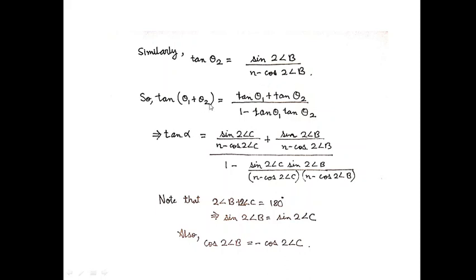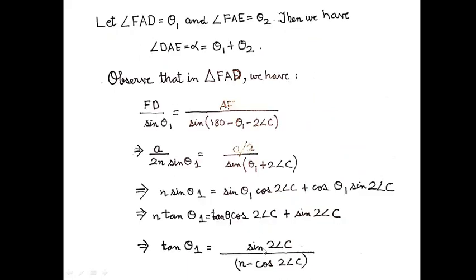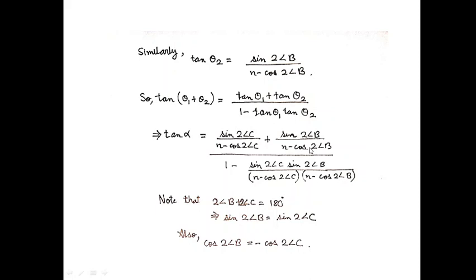So tan of theta 1 plus theta 2 will be tan theta 1 plus tan theta 2 by 1 minus tan theta 1 tan theta 2. So tan alpha is tan theta 1 plus tan theta 2 by 1 minus tan theta 1 tan theta 2.